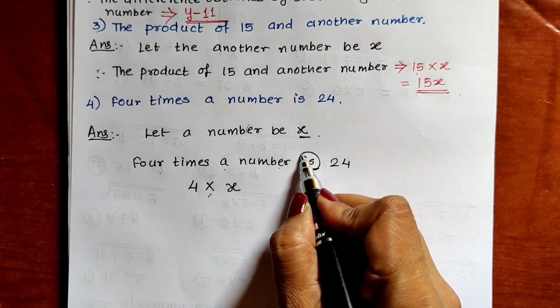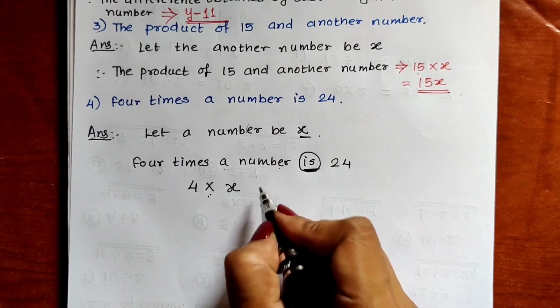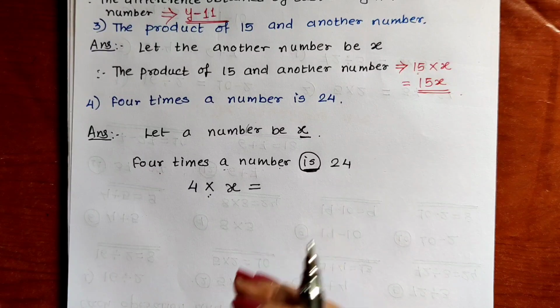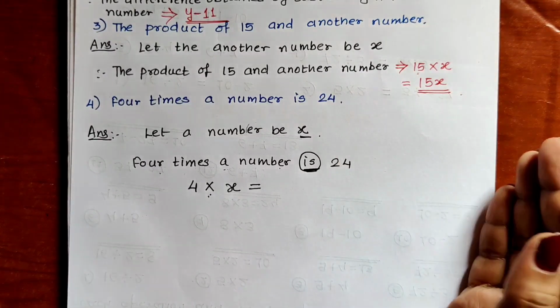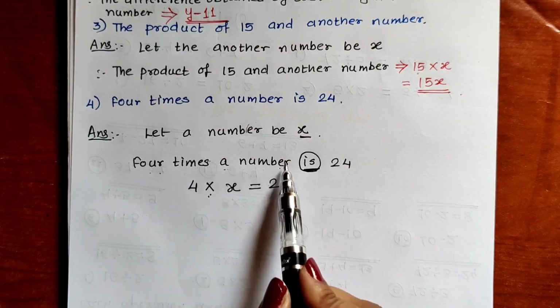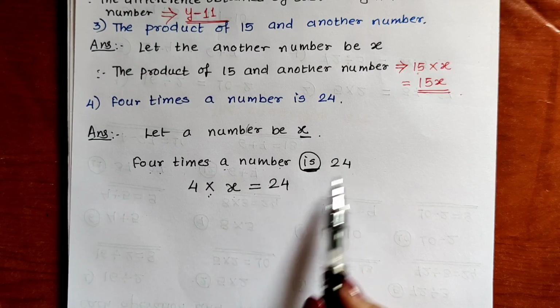Now this word is there, is. Whenever you see is in a sentence, in a mathematical expression, in place of that is, we have to write the equal to sign. Is means equal to sign. And what is there after is? 24. So we write 24. So 4 times a number, that means 4 multiply x, is means equal to 24.